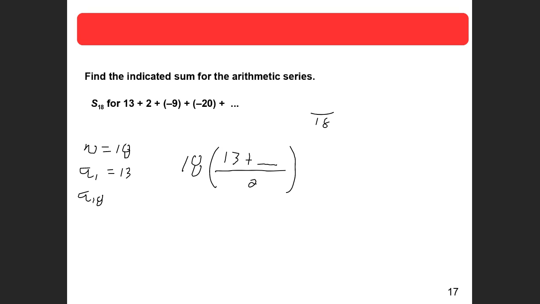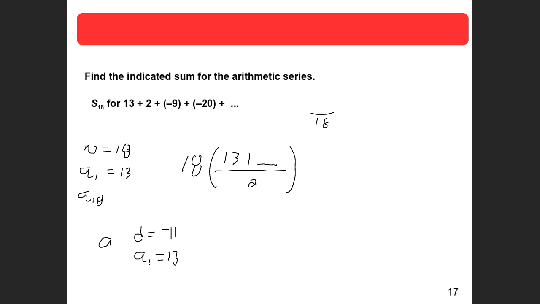All right, so I need to find the 18th term. How am I going to do that? Well, guess what? I'm going to set up an equation. Okay, so this looks like it goes down by 11, down by 11. So my d value is negative 11. My a sub 1 is equal to 13.